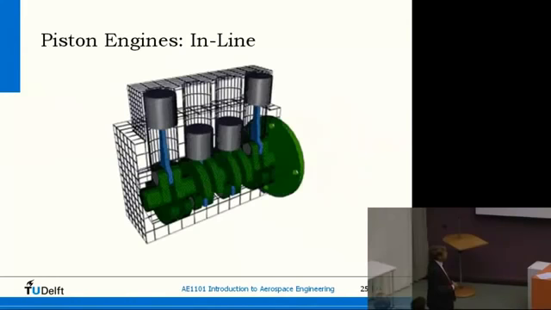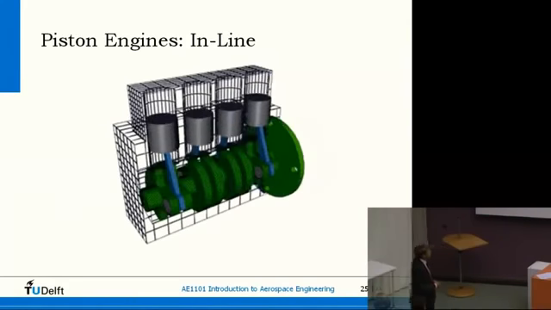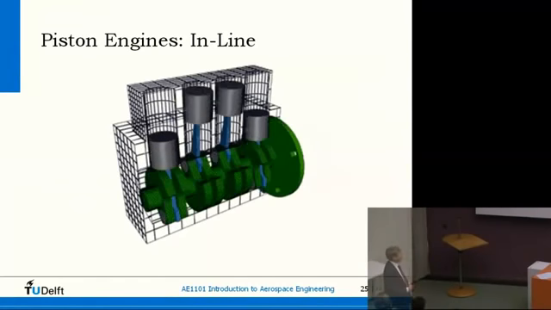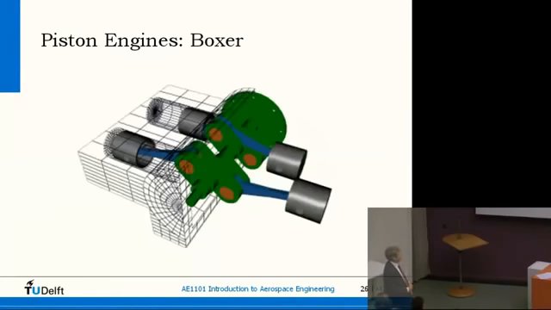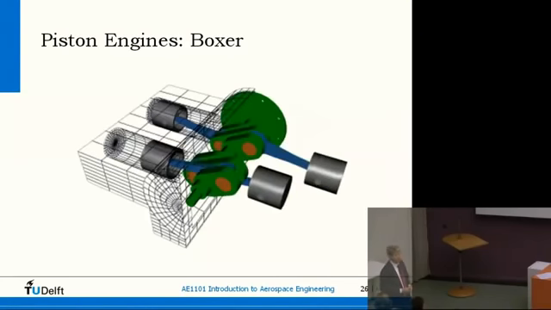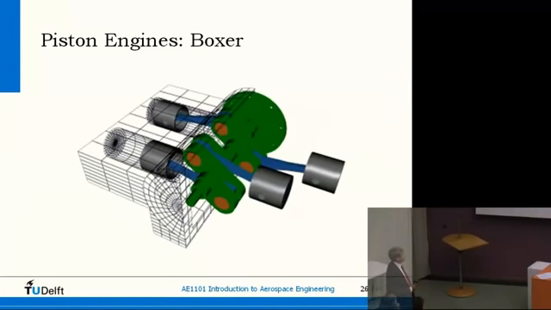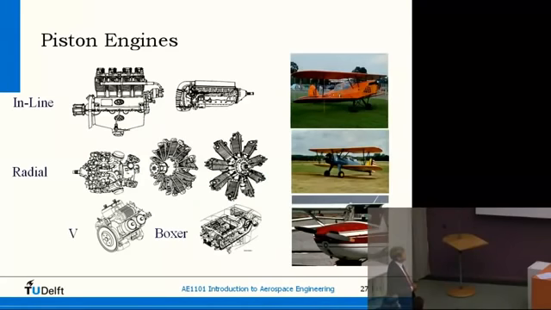Here's some beautiful animation showing the different setups you have. Inline means all the different cylinders are in one line. This is the most common setup. But you also see, for instance, the boxer engine in general aviation aircraft. And there are different ways, for instance, the radial or the V. And they all have different mechanical advantages and weight-saving opportunities.